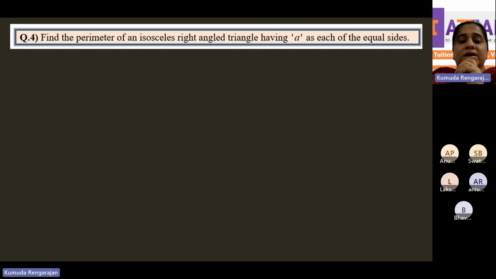Find the perimeter of an isosceles right angle triangle having A as each of its equal sides. Do this. This is a test. Do it. Similar. Everything is about a right isosceles triangle here.